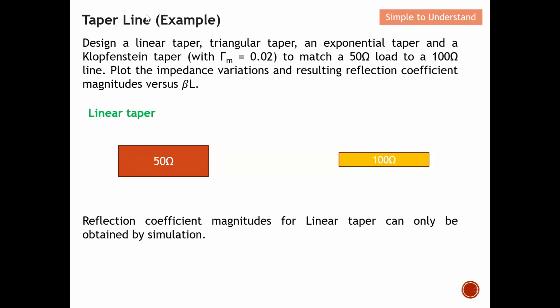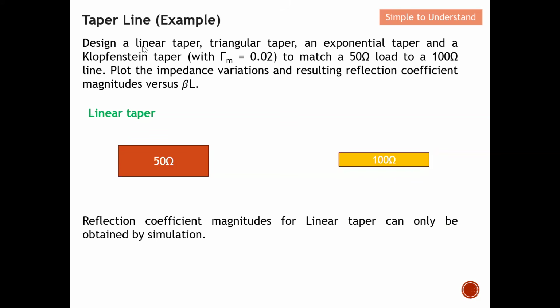Let's quickly go through an example. This example tasks us to design the linear taper, triangular taper, exponential taper, and last but not least, the Klopfenstein taper. The maximum reflection coefficient will be 0.02. The idea is to match a 50 ohm load to a 100 ohm characteristic impedance line. We are tasked to plot the impedance variation and also the resulting reflection coefficient magnitude versus beta L.